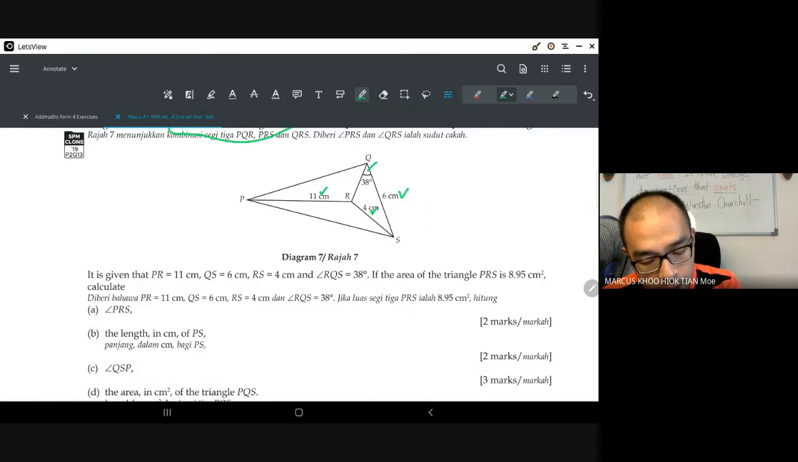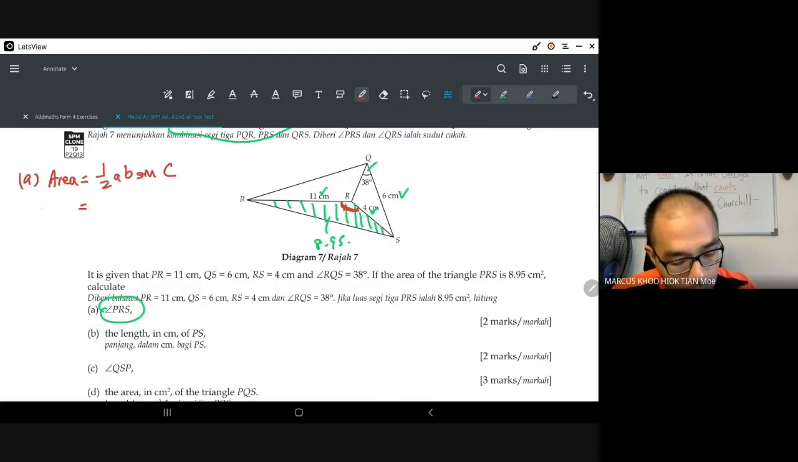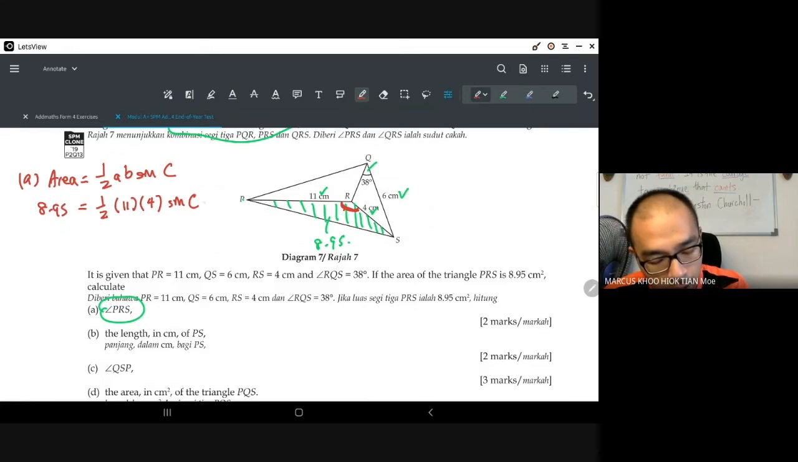Now given that PR is 11, QS is 6, RS is 4, RQS is 38. Now, area of PRS is 8.95. So this triangle, the area is 8.95. Find the angle of PRS. Can I find this angle? Take a look at the triangle PRS. Two sides and one included angle, and they give you the area. Can you find the angle? Can. We use area equals half AB sine C. So the area is 8.95, half A is 11, B is 4, and sine C is the one that we want to find. I'm going to say sine R, because the letter over here is R.